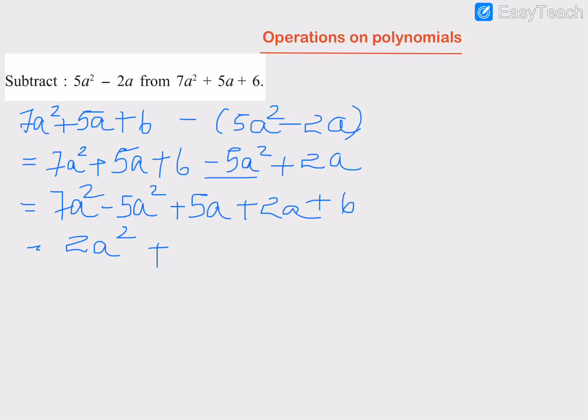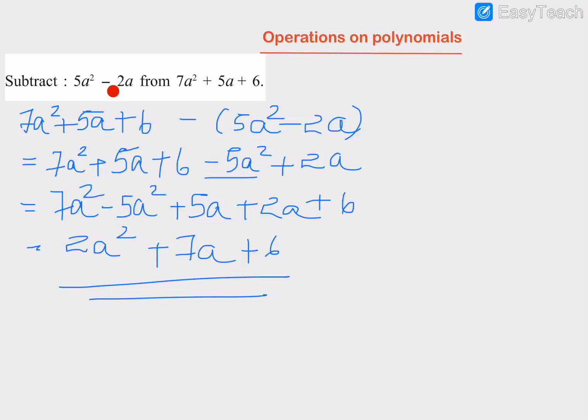2a square plus, the next is plus 5a plus 2a. So two positive terms, 5a plus 2a, 7a. And one constant term, plus 6. So we can write it here, plus 6. So this is the solution of this problem.